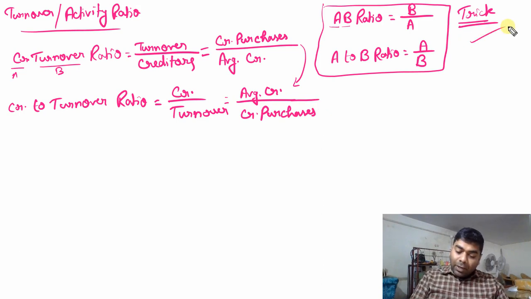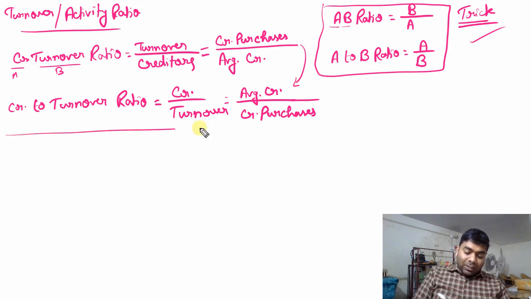अगर आपके फॉर्मूले में दिया हुआ है A to B ratio, then you will write it as B upon A, and if it is given as A to B ratio, then you will write it as A upon B. Here it is given creditors turnover ratio, we have written it as turnover upon creditors, and here creditors to turnover ratio, then we have written it as creditors upon turnover. Now here for the creditors, turnover is credit purchases and creditors are average creditors.